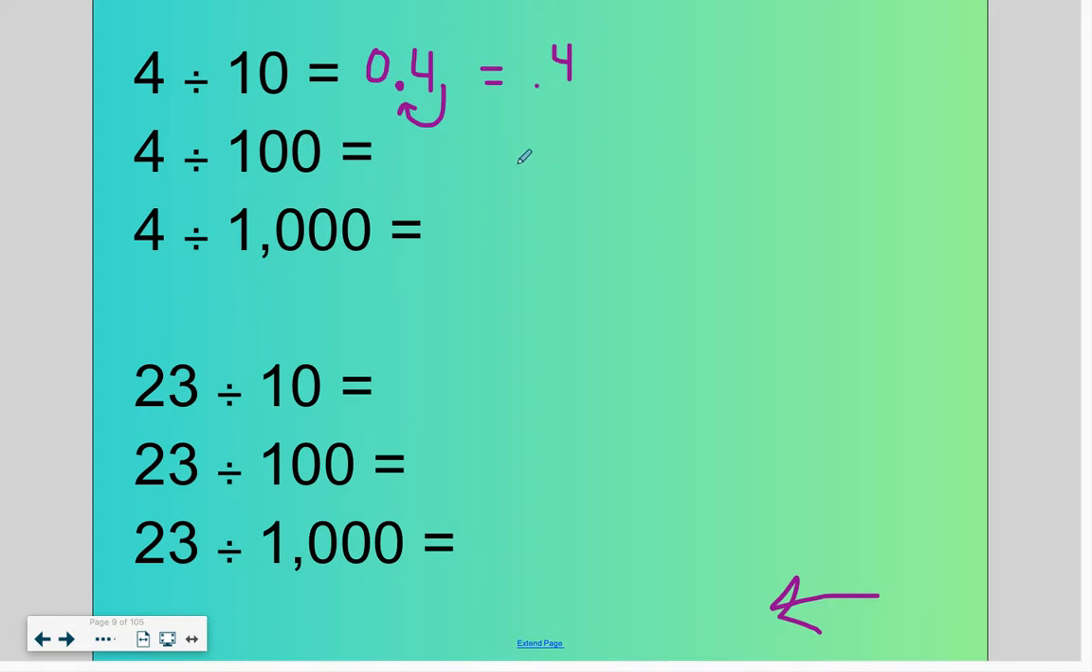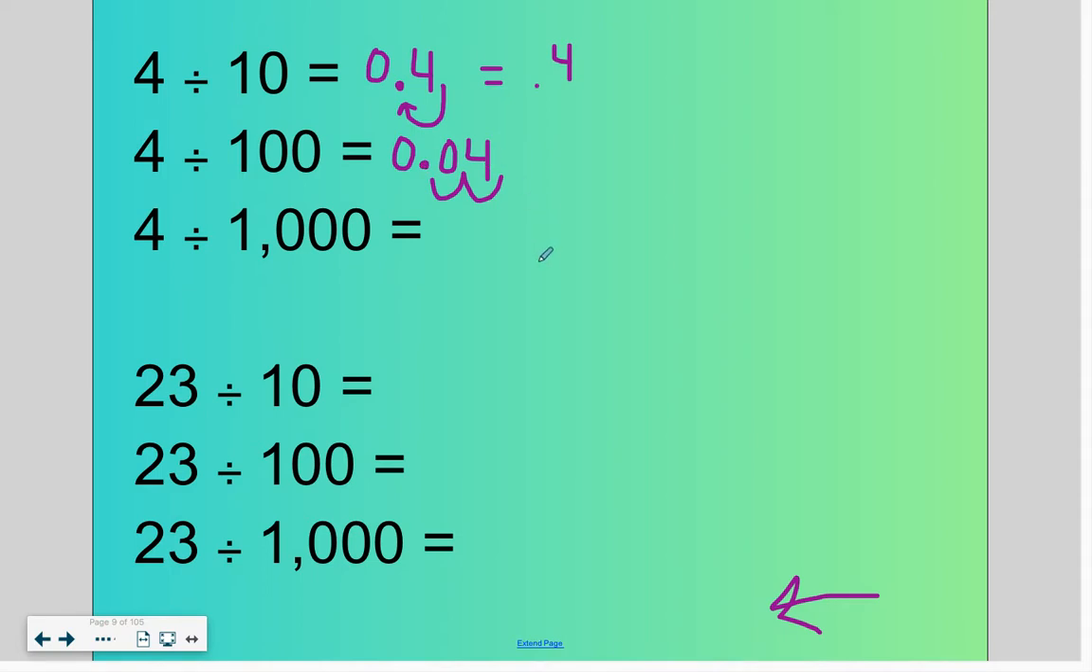4 divided by 100, put your digit 4. We're going to move it twice, so we need to add an imaginary 0 here. Put a decimal, and again, just for formality, we add that 0 in the front so that our answer is 4 hundredths.